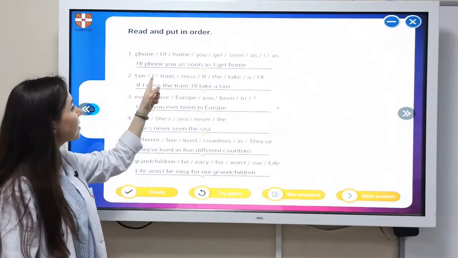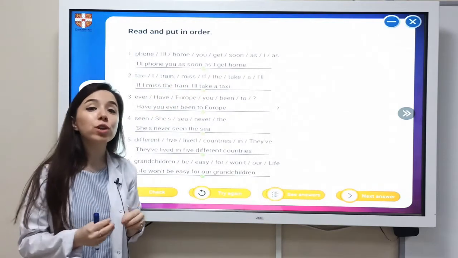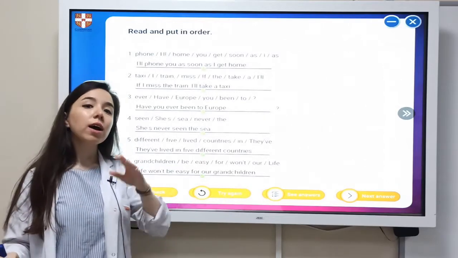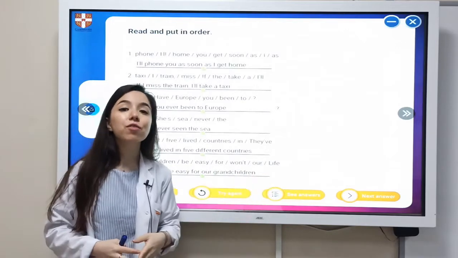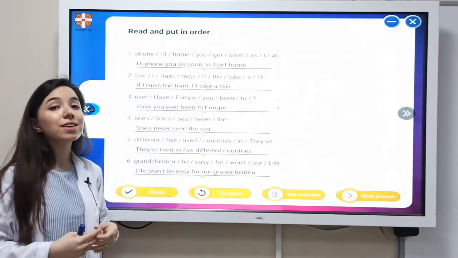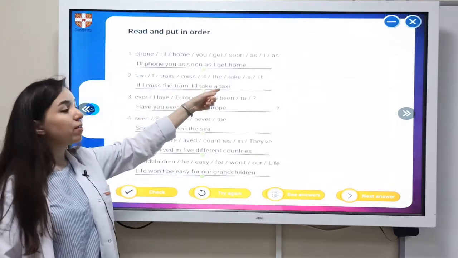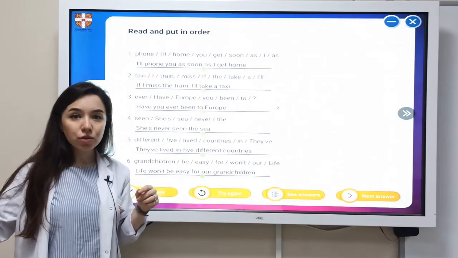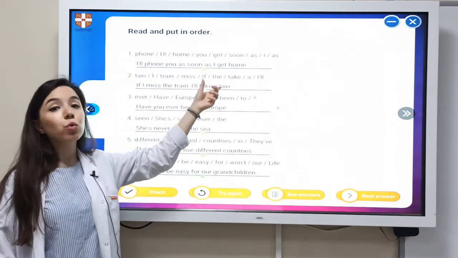Number 2. Taxi, I, train, miss, if. You have if in this sentence, and you know that you learned first conditional. Yes, if I go somewhere, I will do this. If I do this, I will do that. Yes, this is the first conditional for something that is real or reasonable for us. If I miss the train, I will take a taxi. It means that if there is no train, if I miss the train, I will take a taxi.